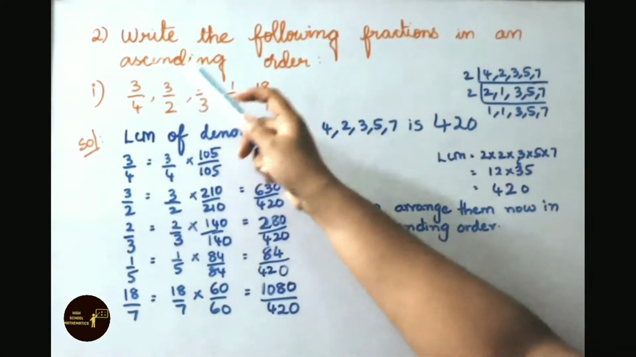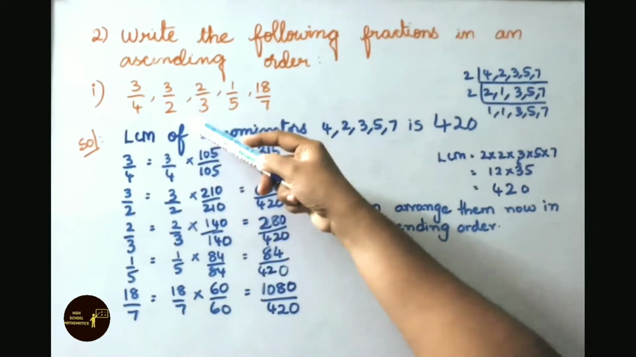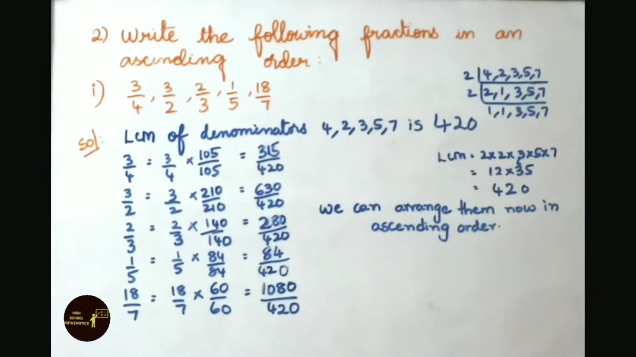See now question number 2. Write the following fractions in an ascending order. See the first question, 3 by 4, 3 by 2, 2 by 3, 1 by 5 and 18 by 7. All these fractions we need to arrange in ascending order. Ascending order means arranging the numbers from small to big.